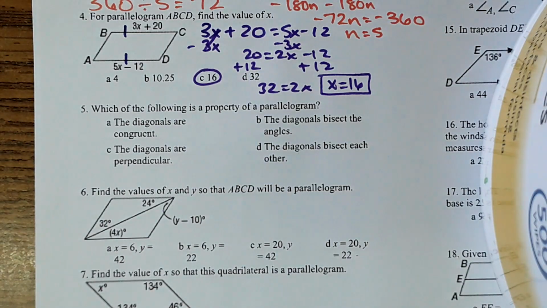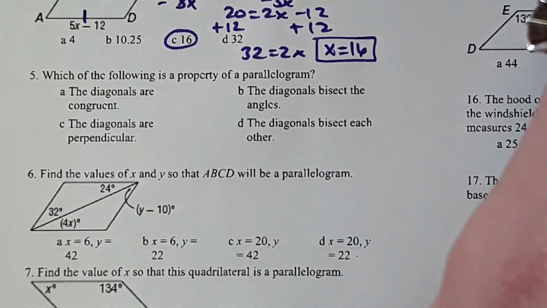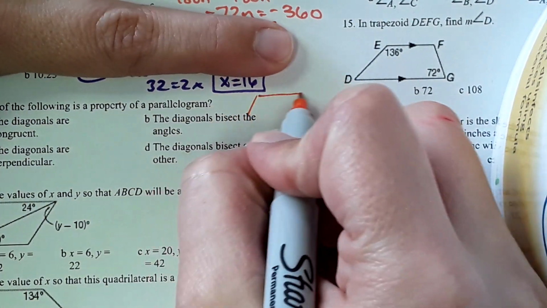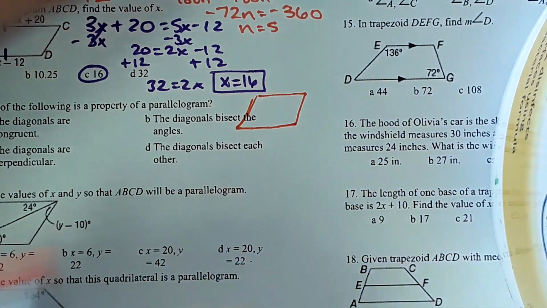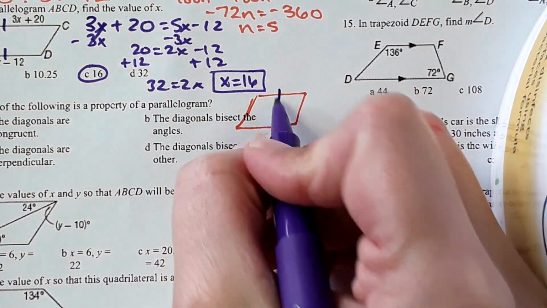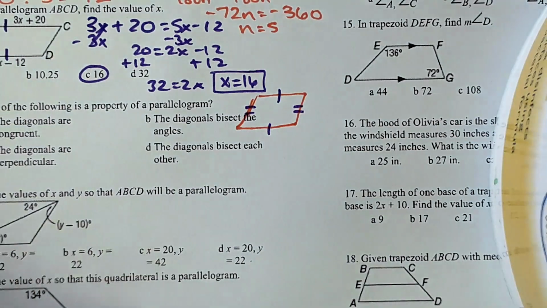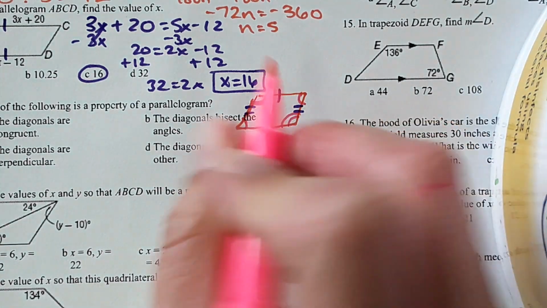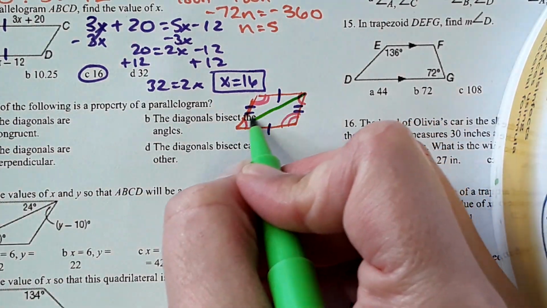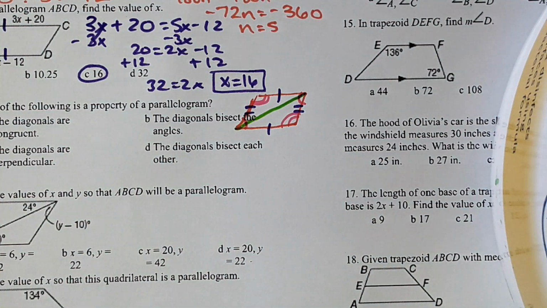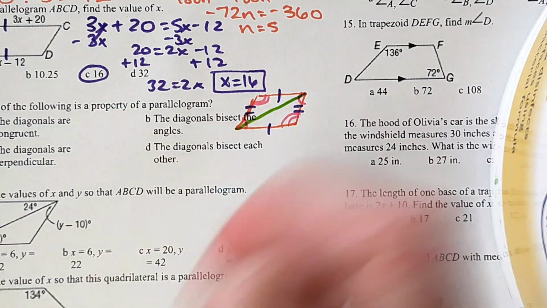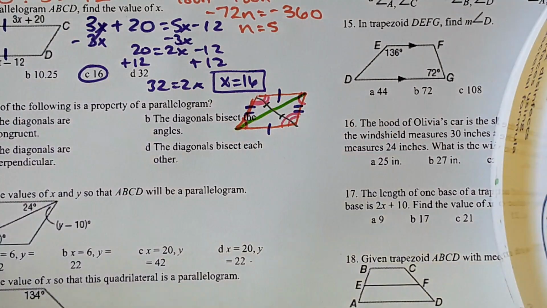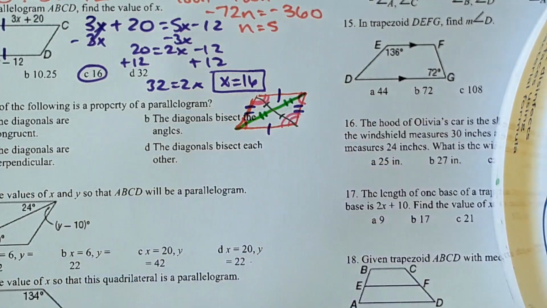Number 5, which of the following is a property of a parallelogram? So just kind of reviewing what the properties of a parallelogram are. I'm going to draw a parallelogram right here. Here's our parallelogram. With a parallelogram, opposite sides are congruent. Also, your opposite angles are equal. And the diagonals bisect each other. So they aren't necessarily equal, they just meet at each of their midpoint. So this is equal to this, and this here is equal to this.